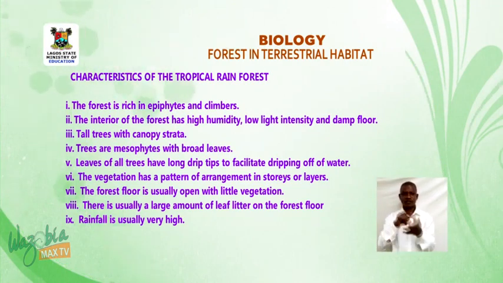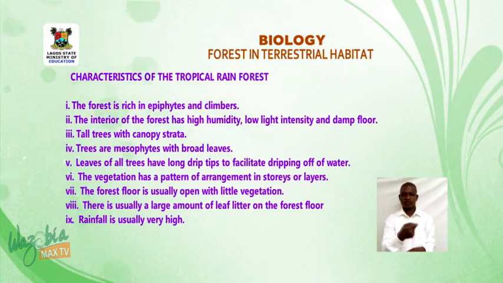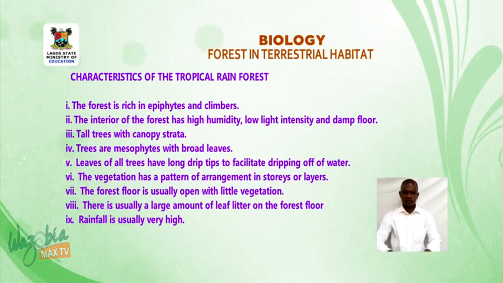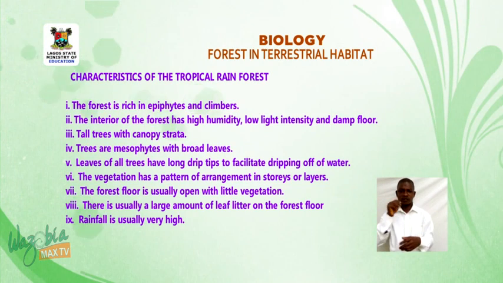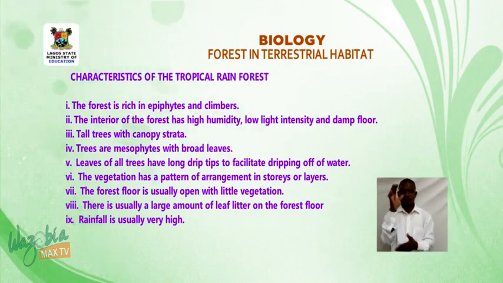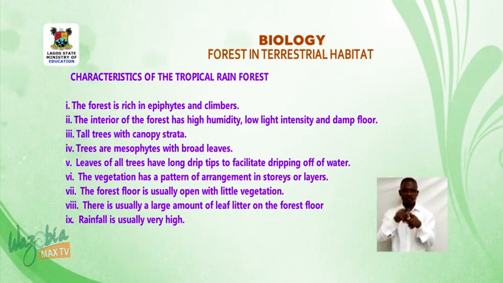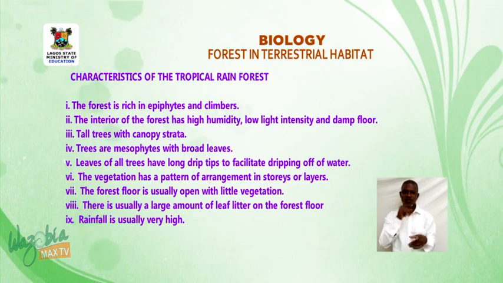4. Trees are mesophytes with broad leaves. Trees are mesophytes, which means they are plants that can tolerate, that cope with, moderate rainfall and temperature. 5. Leaves of all trees have long drip tips to facilitate dripping off of water.